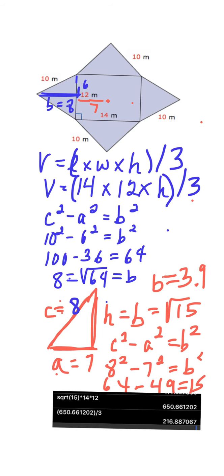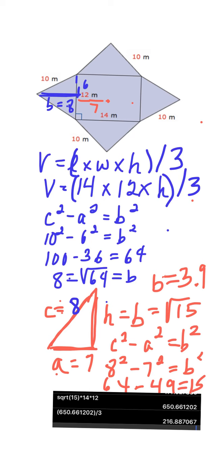To find the volume of a rectangular pyramid, first you have to use the formula volume equals length times width times height divided by 3. I already know the length and the width: 14 is the length, and the width is 12, and we don't know the height. To figure out the height, I basically used the Pythagorean theorem.